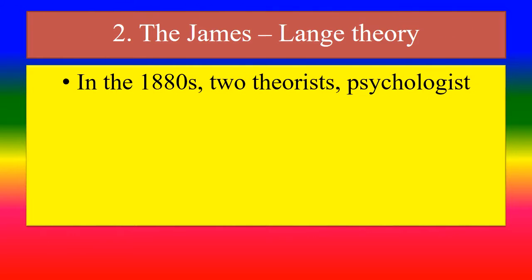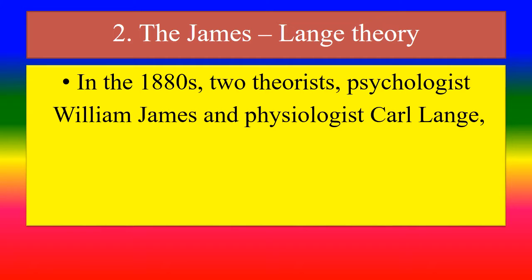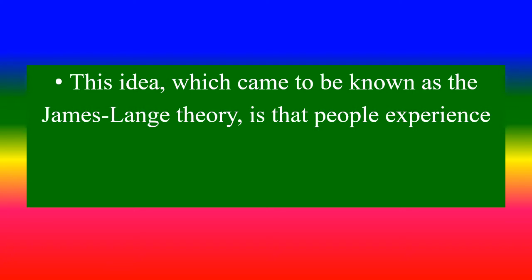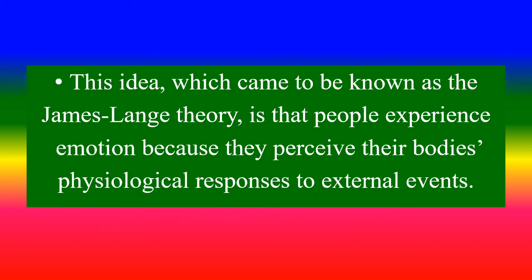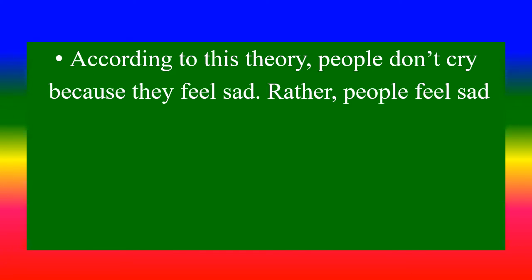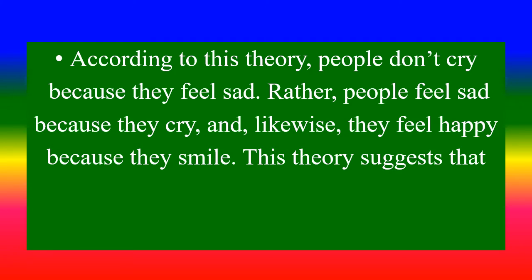Second, the James-Lange theory. In 1880, two theorists, William James and Carl Lange, independently proposed an idea that challenged beliefs about emotion. This idea, which came to be known as the James-Lange theory, is that people experience emotions because they perceive their bodies' physiological response to external events. According to this theory, people do not cry because they feel sad. Rather, people feel sad because they cry, and likewise, they feel happy because they smile.